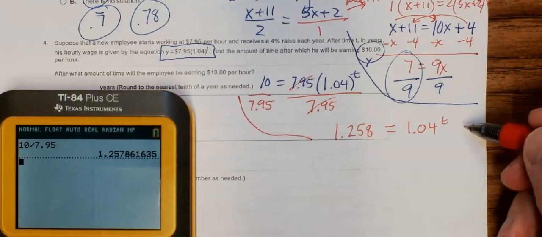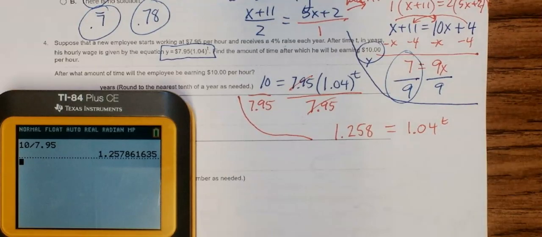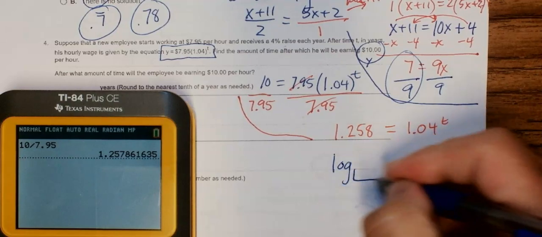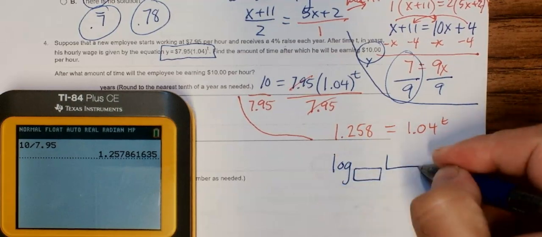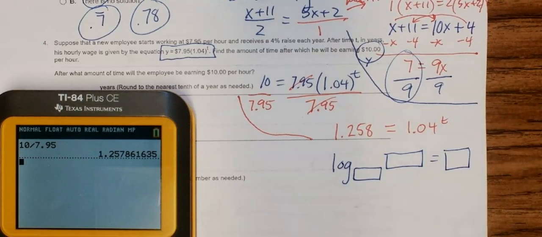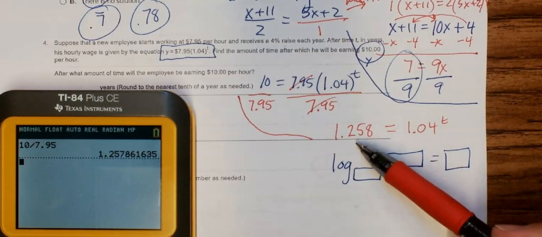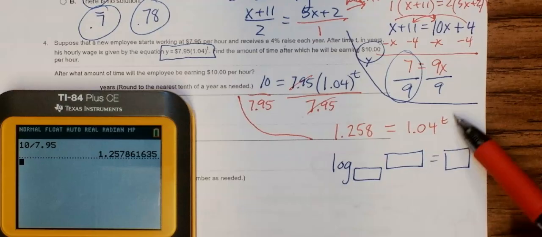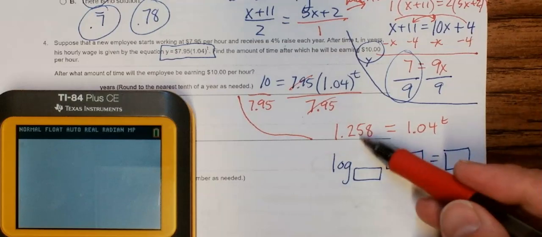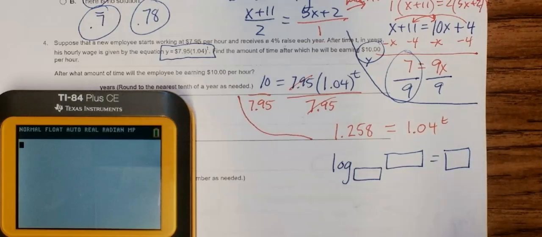Well, nobody in the room is going to be able to do that unless we use logarithms. So we better fill in the boxes of the logarithm. Of your choices, 1.258, 1.04, or t, which one of those is the base? Which one of those is the base? 1.258, 1.04, or t, which one's the base?